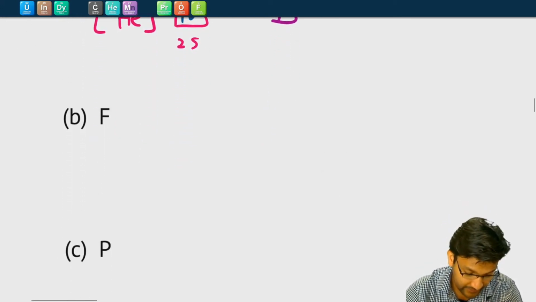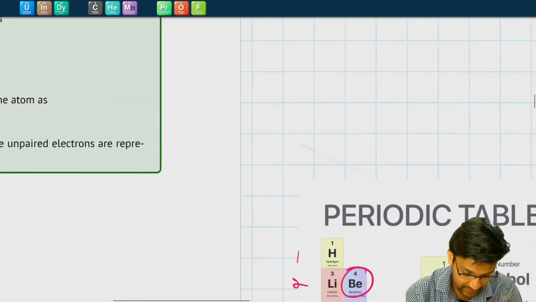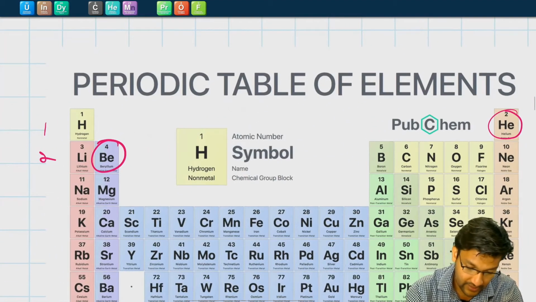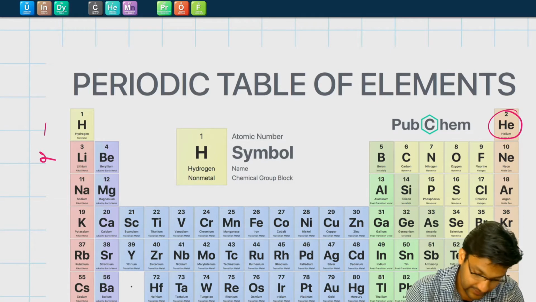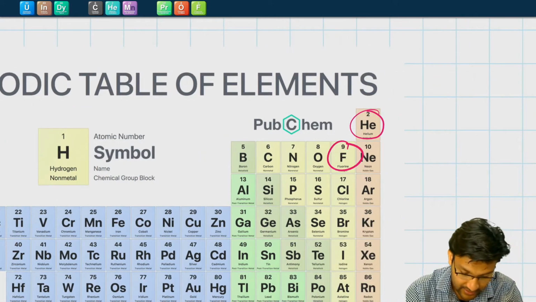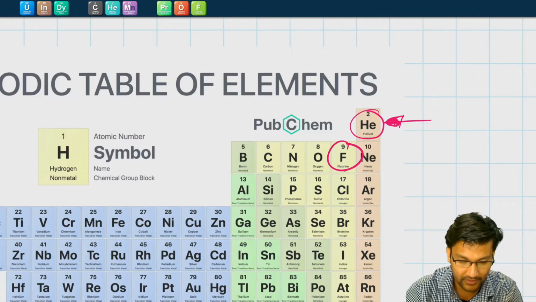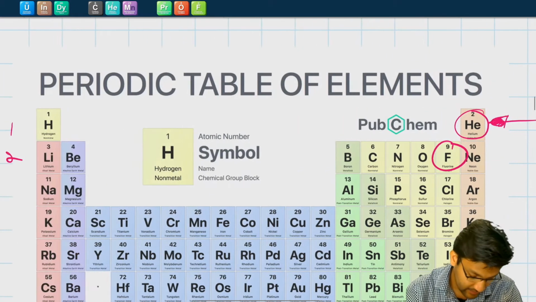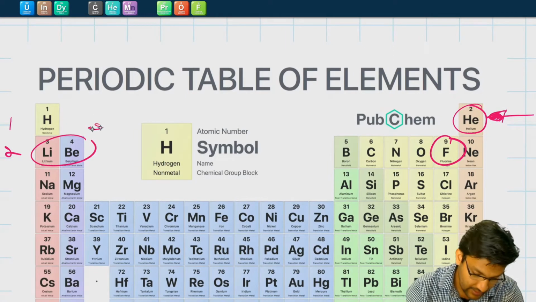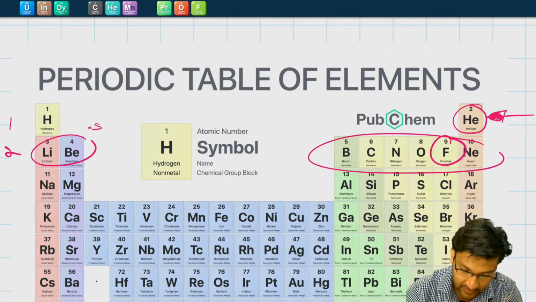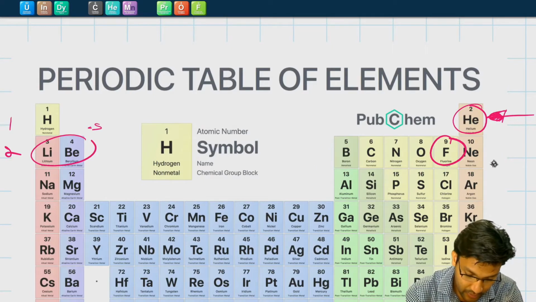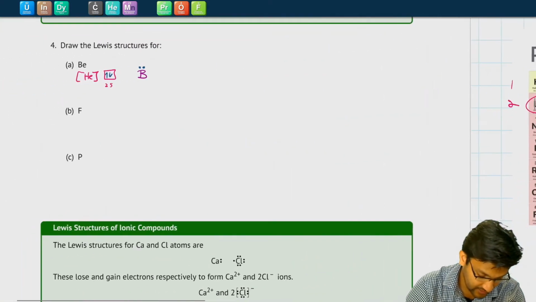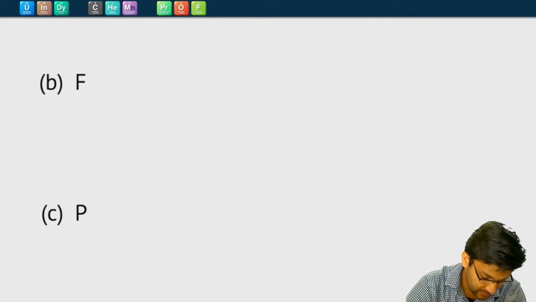Let's look at fluorine. Where's fluorine on the periodic table? Well, fluorine is right here. So again, we start with helium as the highest noble gas that's lower than fluorine, and then we'll have the 2s and the 2p orbitals. 2s will be full, and then the 2p will have 1, 2, 3, 4, 5 electrons in them. So let's draw the orbital diagram for that. So we'll start with helium.